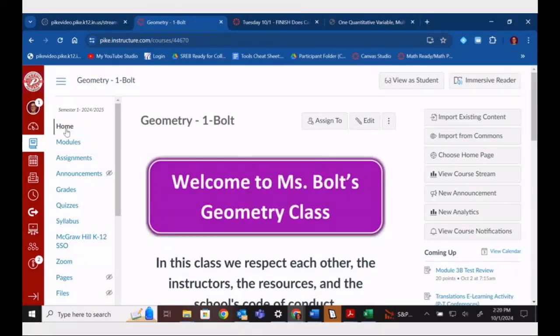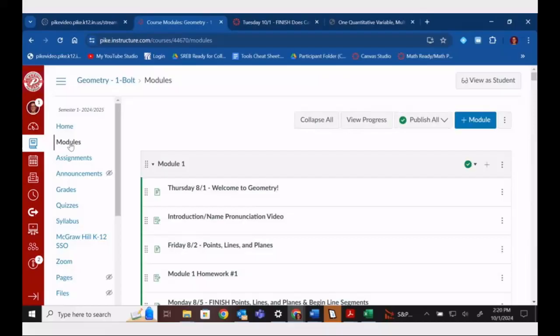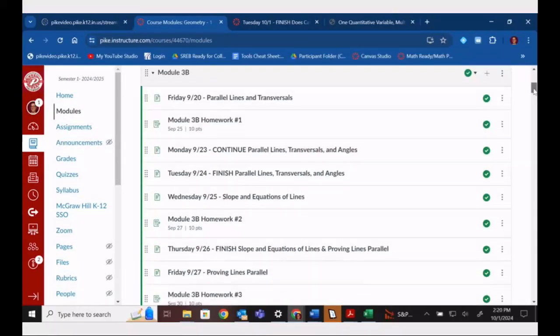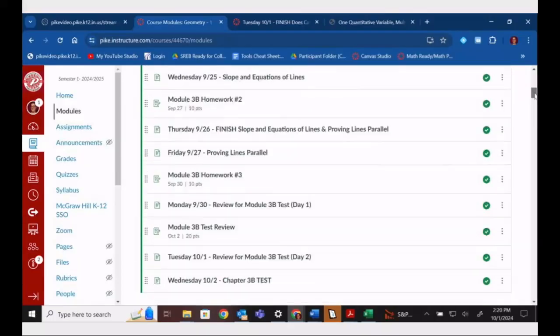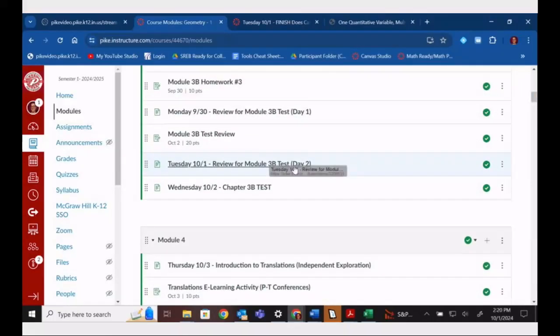All right. So from our Canvas homepage, from right here, if you want the answer key for the test review, you need to click on Modules. You're going to scroll down until you see Module 3B. You're going to continue down to the bottom of that module until you see today's date, Tuesday, 10/1. Review for Module 3B, Test Day 2. That's what you will click on.